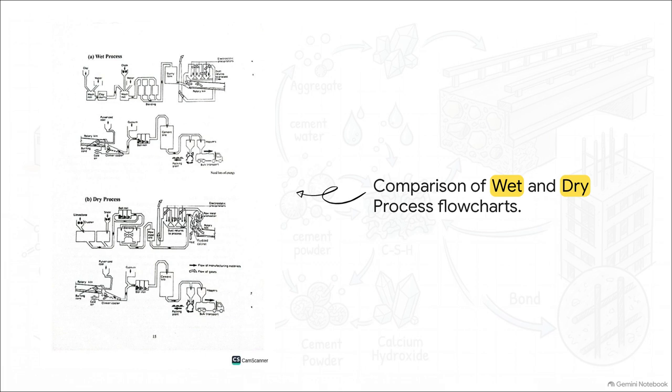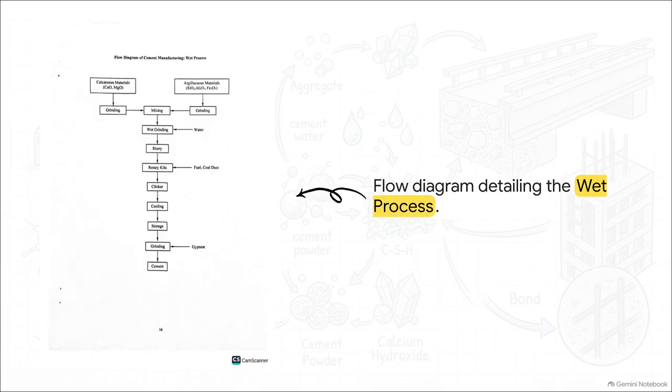Down below is the dry process. As you probably guessed from your reading, this one is significantly cheaper because you skip the slurry step entirely, saving a huge amount of fuel when it's time to burn the mix. Listen up, because drawing the flow diagram for the wet process is a classic exam question. You really need to be able to map this whole journey out.